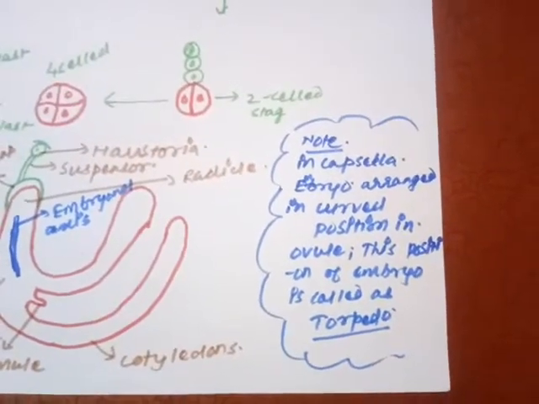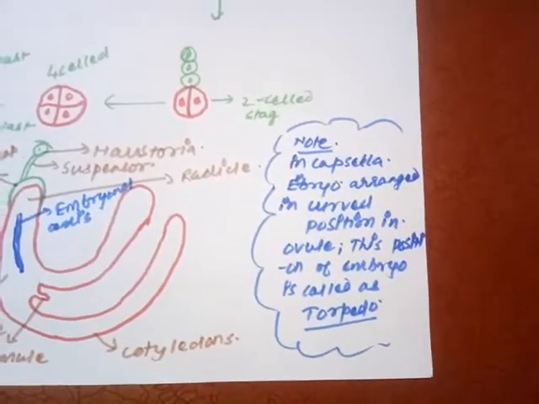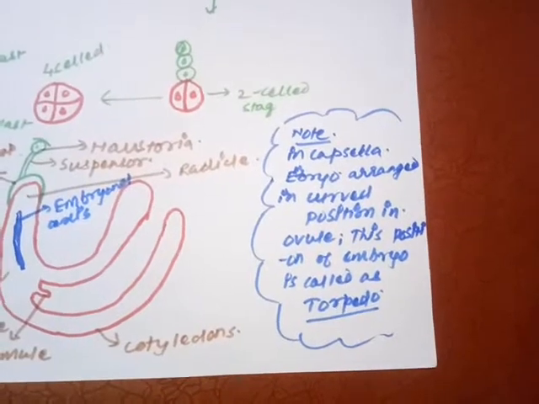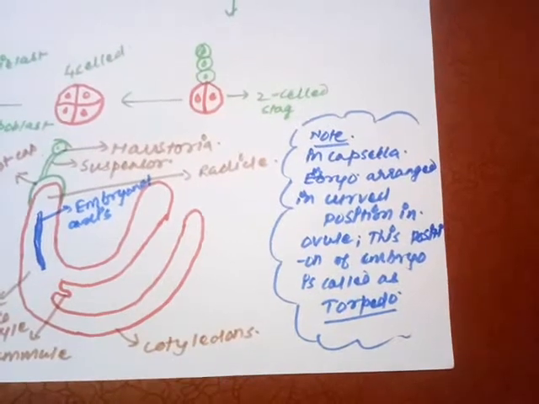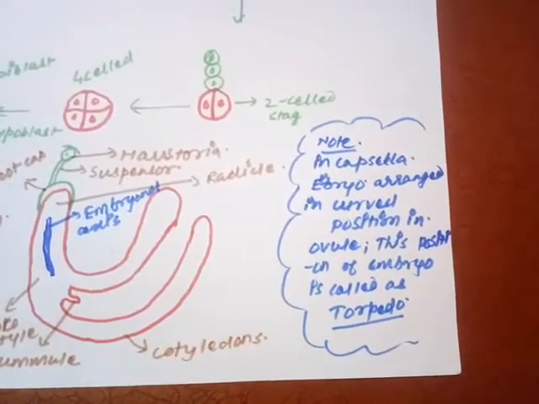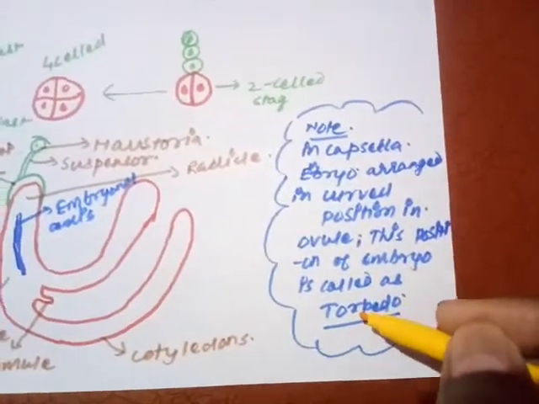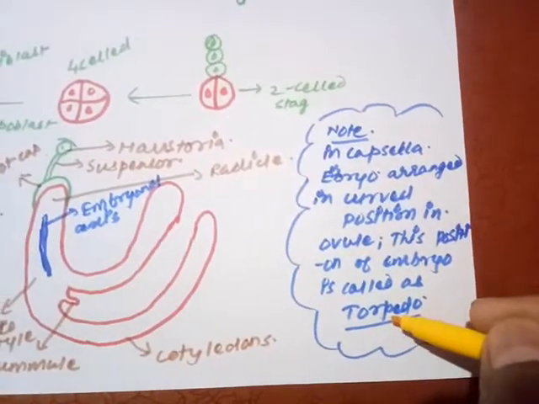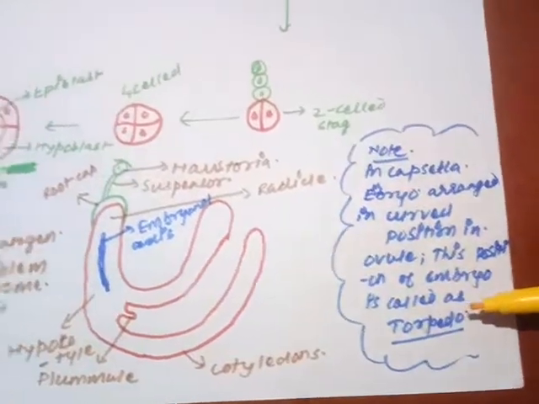One very important thing I'm going to discuss here is the development of the embryo in Capsella. When observed in Capsella, the embryo is arranged in a curved position inside the ovule. This position of the embryo is called torpedo. Remember, only in Capsella is the embryo like that. The embryo is arranged in the curved position and this condition is called torpedo. So everything is clear to you all now.